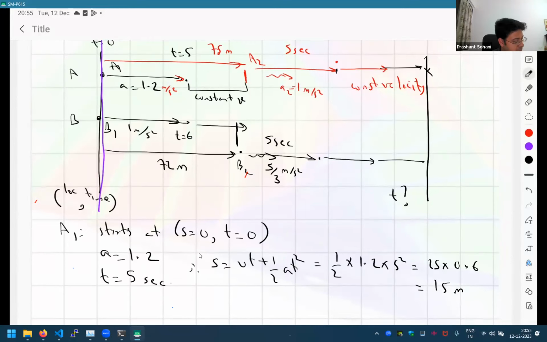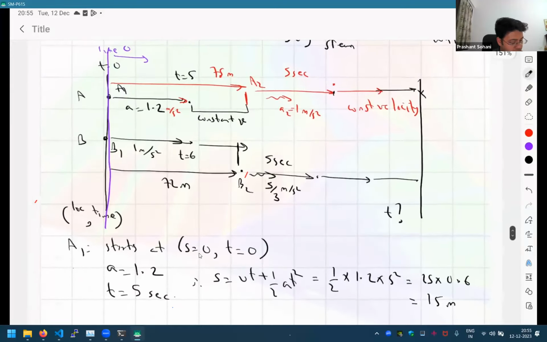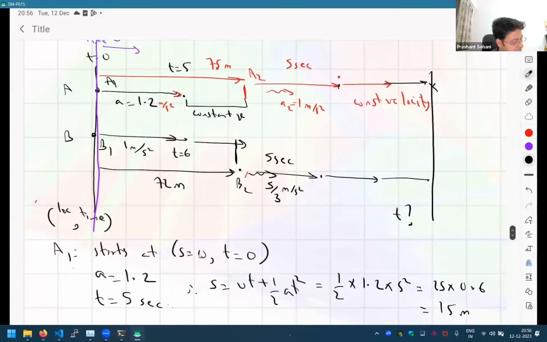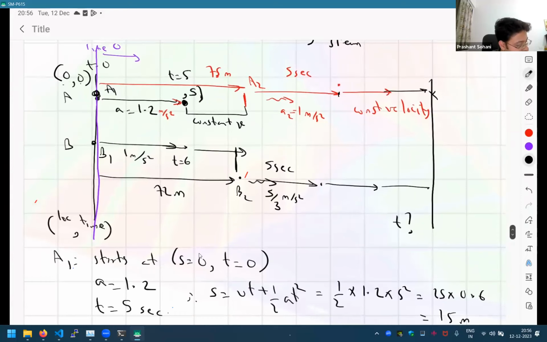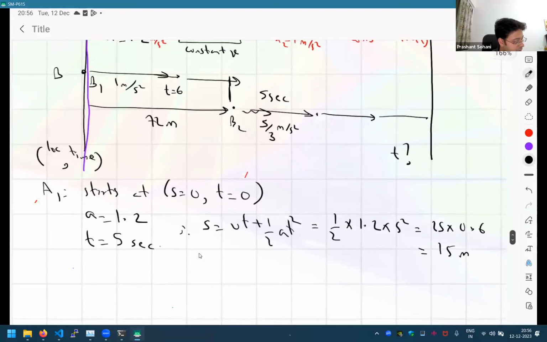So therefore I can start to put the values on this diagram, that at this point A1 was at 0, 0. So understand what is the 0, 0? This is the distance and time. At this point, he's traveling for 5 seconds. So the second part is 5, and what is the first part? This is 15 meters. So he has traveled 15 meters in 5 seconds. And how much is the velocity at this point? V is equal to u plus at.